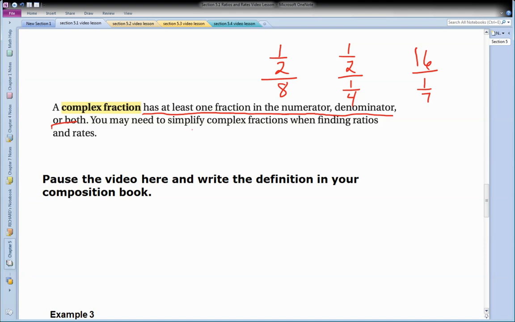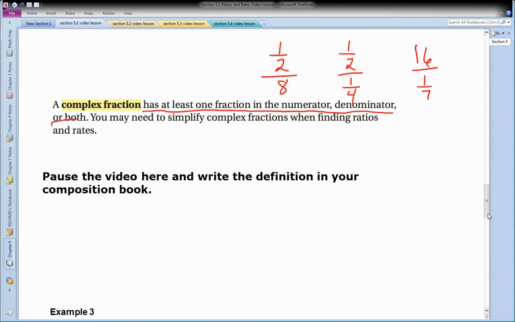So what I want you to do is pause the video here. Apologize for that. And write the definition of complex fraction in your composition book. So if you're watching Edpuzzle, the video will pause now.